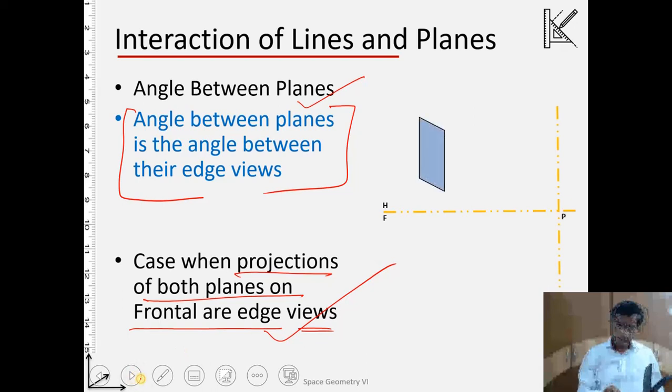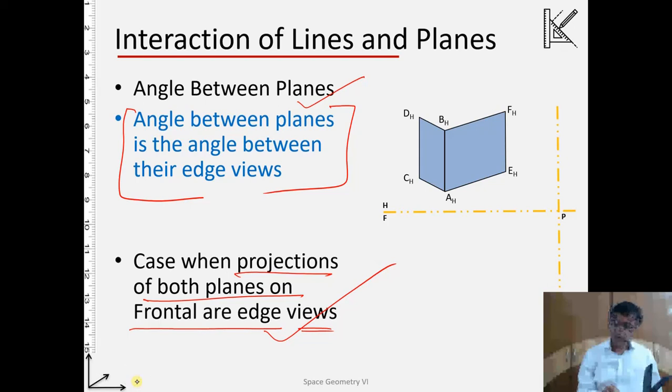So here there is a plane A, B, C, D. There is another plane A, B, E, F. Alright, and you will notice that this line, which is the line of intersection, is in this case perpendicular to the frontal plane. That is how the line of intersection is projected. So it is perpendicular to the frontal plane. It's like this.